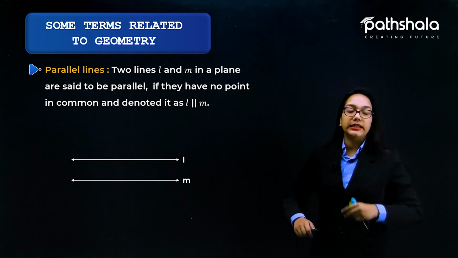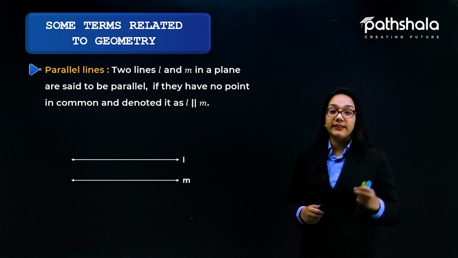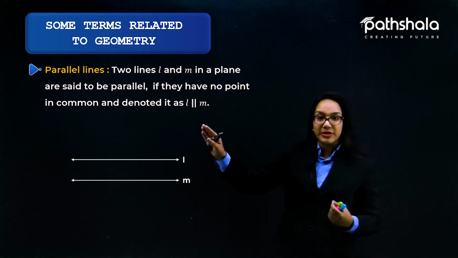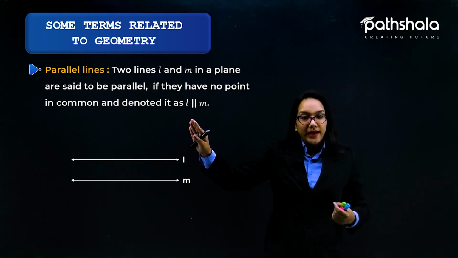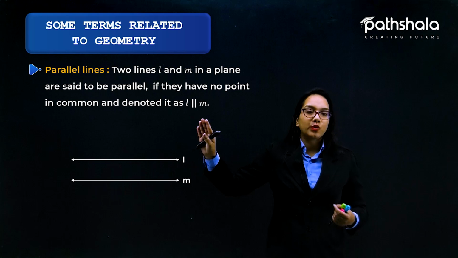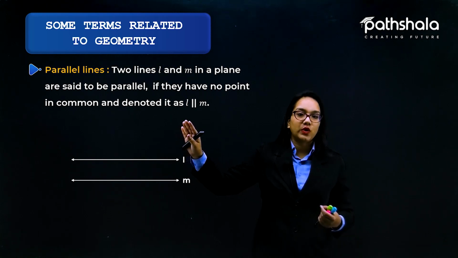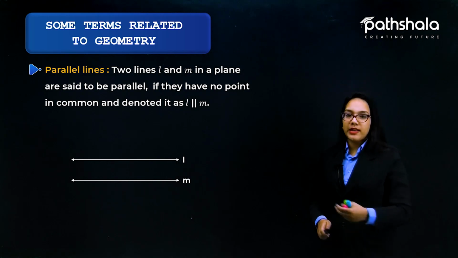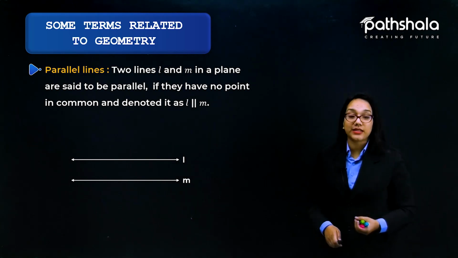So two lines are said to be parallel in a plane if they have no point in common at all, and they are denoted by a special representation, L parallel to M. This representation is called L is parallel to M. So always remember what parallel lines are. These are nothing but called the parallel lines.